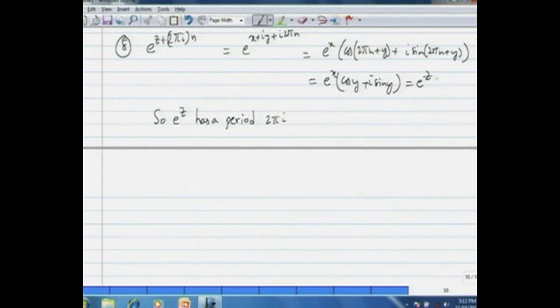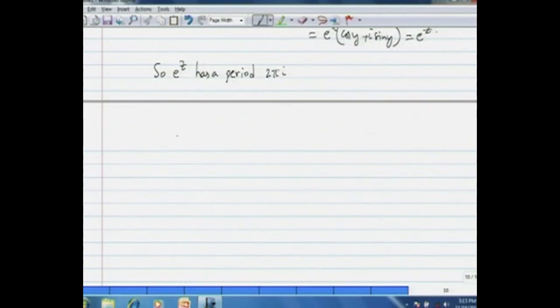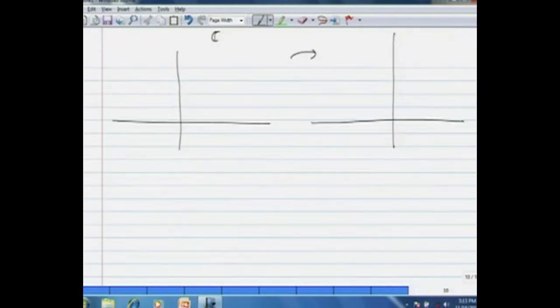So, these are some of the properties of the exponential function. Next, let us look at the mapping properties of this exponential function. By mapping properties, I mean let us try to see how this exponential function maps certain important sets in the complex plane to its range. So, here we will consider the domain of the exponential function, namely all of the complex plane, and see what it does to some subsets as follows.